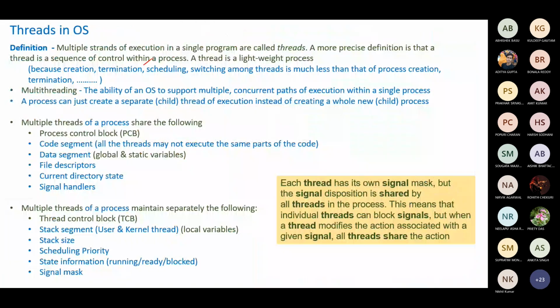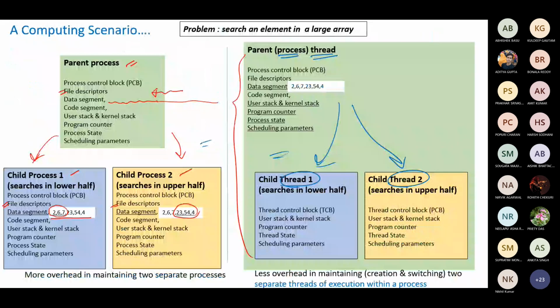We know that the global array which contains the actual data, we need not copy in both of them, right? So if we call the original thread a parent thread, we'll have the data segment common. That means everything that you declare global will be shared by both the child threads.